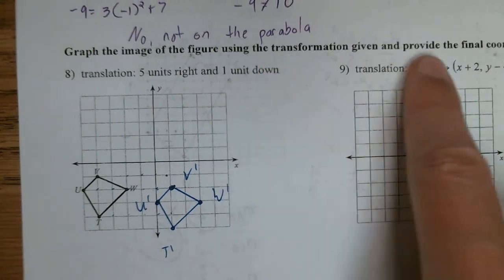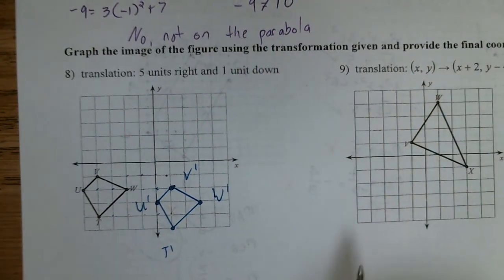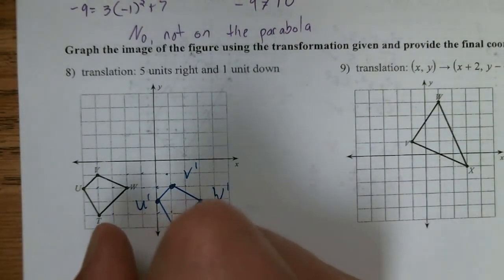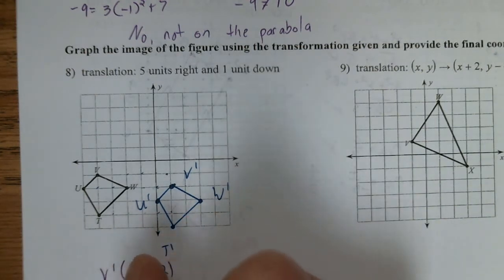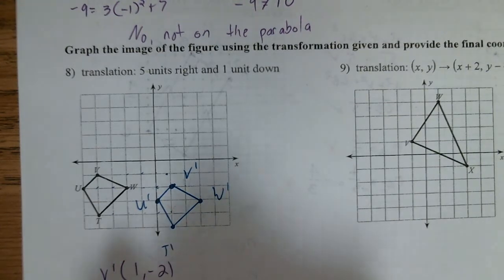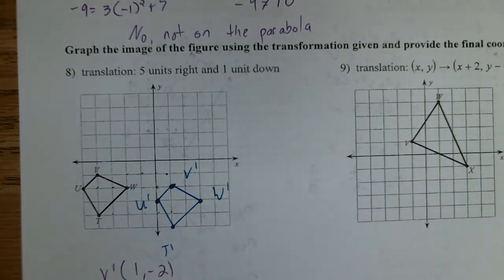Now this says graph the image and then provide the final coordinates, so we do need to write down what these final coordinates are. V prime is 1, -2, W prime is 3, -3, T prime, whoops, 1, -5, and U prime is 0, -3.